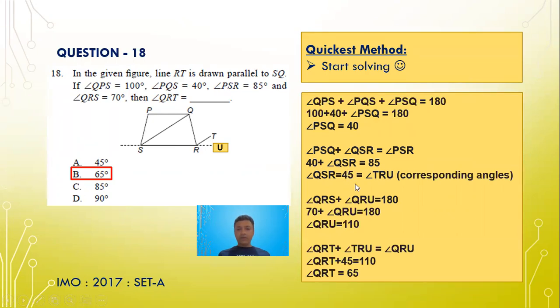QSR will be 45, which is angle TRU, because QSR and TRU are corresponding angles. One angle, another angle, corresponding angles. So QSR will be 45 and TRU will also be 45.